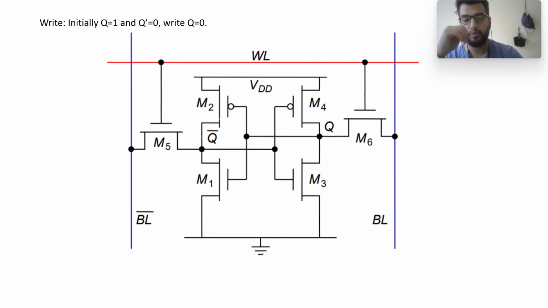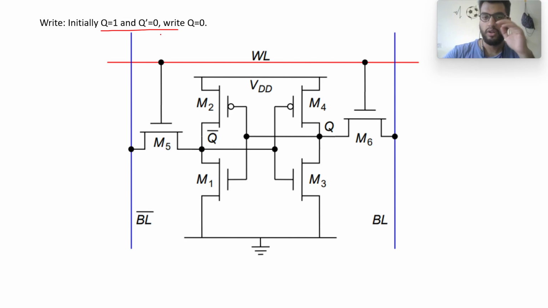Now towards the write operation of the 6T SRAM cell, let's consider initially Q equal to 1 and Q bar equal to 0 as your states. Now you want to write Q equal to 0. Basically you want to flip the states. Now I want to write Q equal to 0 and Q bar equal to 1 automatically.